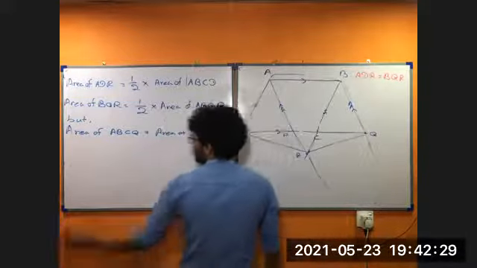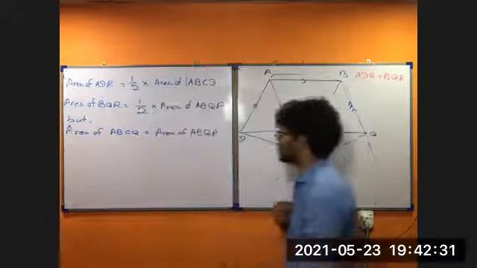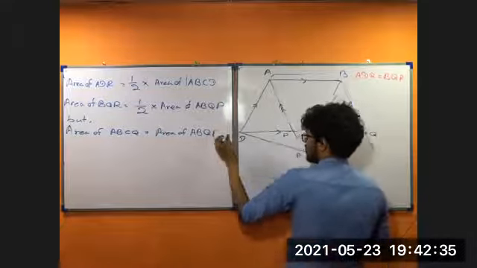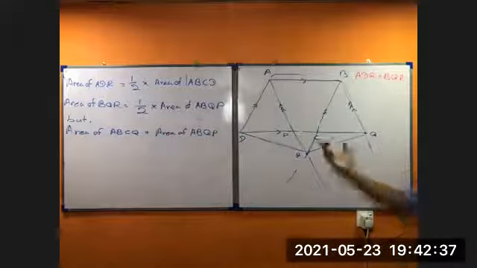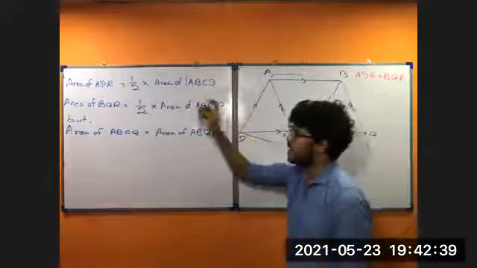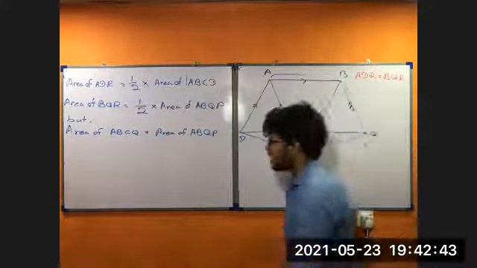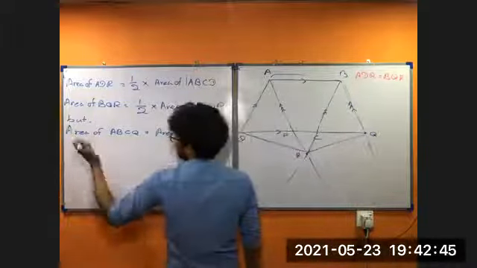ABQP. Then you have to write the reason. I did not write the reason. The reason is the theorem: same base, between the same parallel lines. For both of them, the same reason. For this one also the same. For all three, the same reason, right?